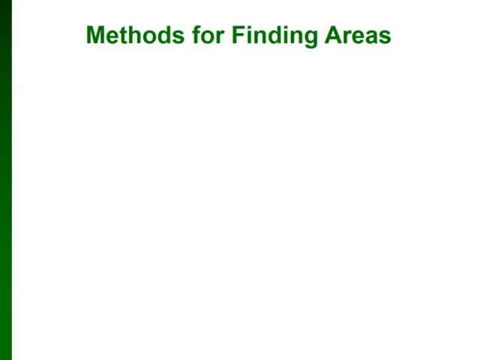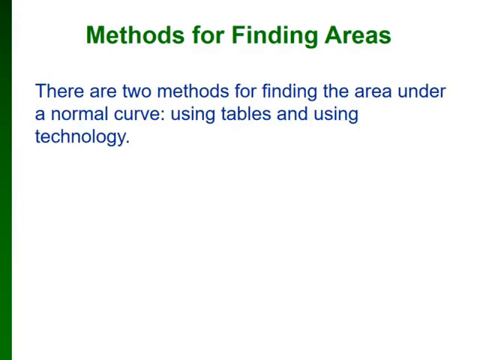Now we're going to talk about finding areas with normal distributions. This is the same thing as finding probabilities with a normal distribution. There are two methods for finding the area under a normal curve or for finding a probability for a normal distribution. These are using tables and using technology. In this class, we're not going to use tables. We are going to use technology.